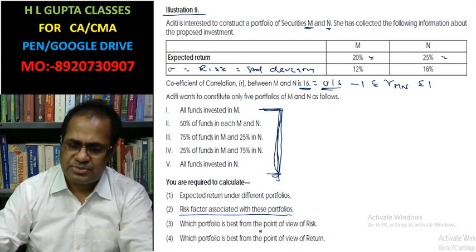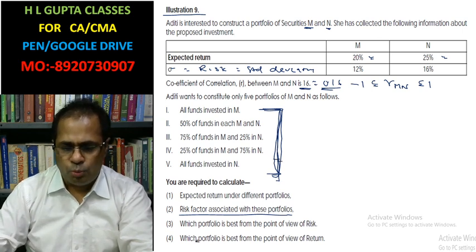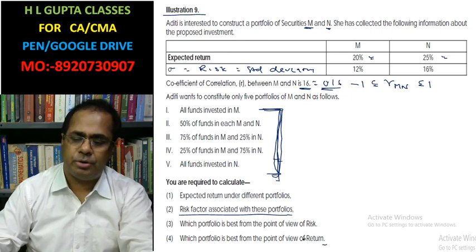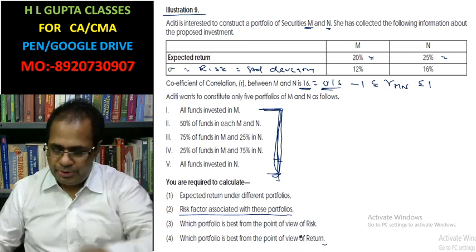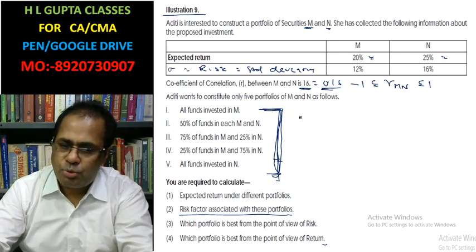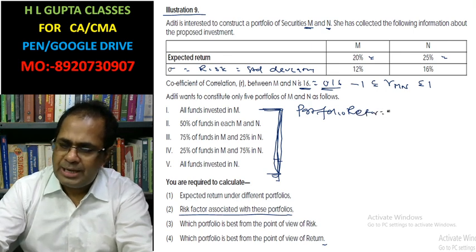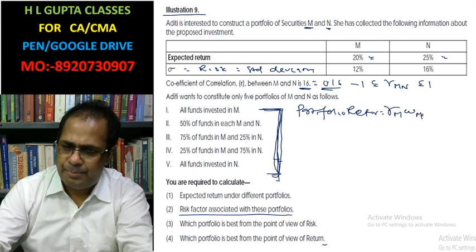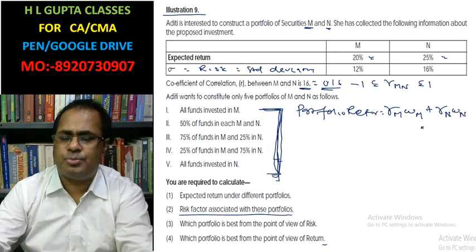Which portfolio is the best from the point of view of the risk, and which portfolio is the best from the point of view of the return? That you have to calculate. Now, you have to calculate portfolio return. The formula of portfolio return is return M times weight M plus return N times weight N. This is the portfolio return.